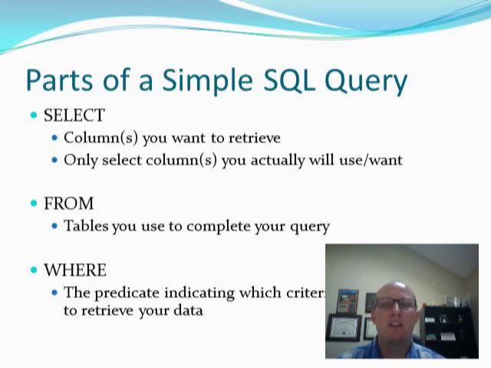The from clause is where you put all of your tables that you're going to be using in your where clause. Every table that's in your from statement does not have to be in your select statement. You may be selecting one piece of data from one table, but you may have 5 different tables you have to join together in order to get that one piece of data. So your from will have all the tables that are listed in your where clause. And the where clause is just the predicate indicating which criteria you need to retrieve your data.